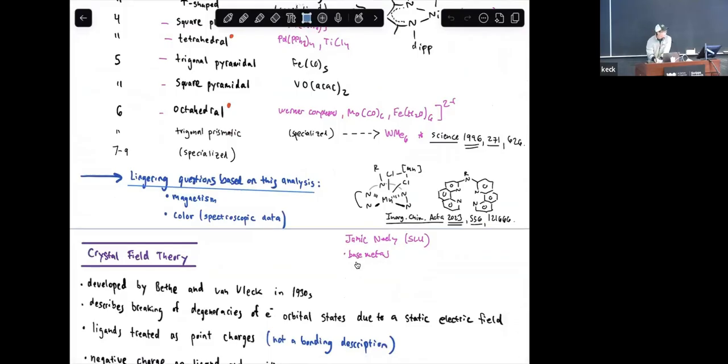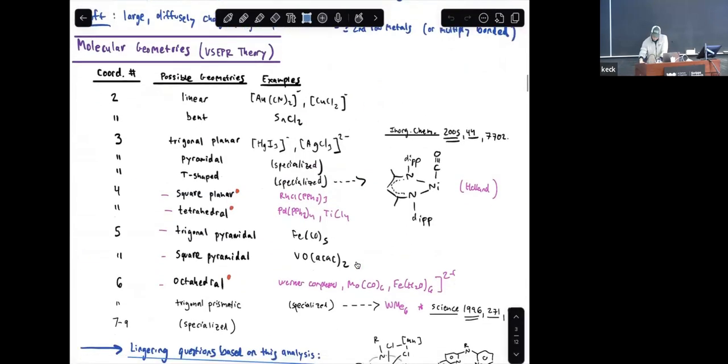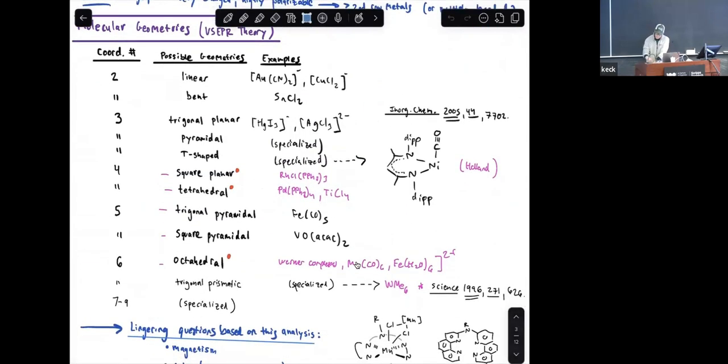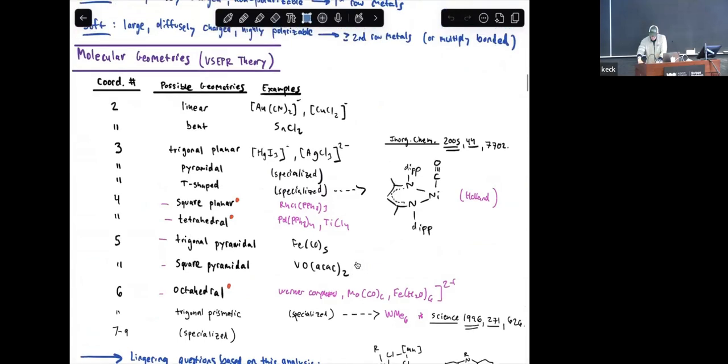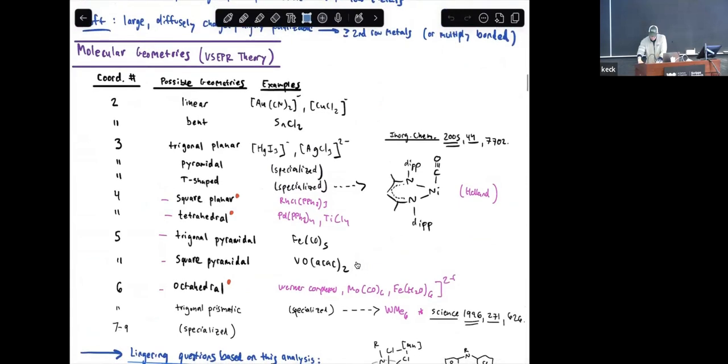Okay, welcome back to Organometallics. This is day 4 if you're counting. I'll pick up where we left off last time, which is on the VSEPR theory.